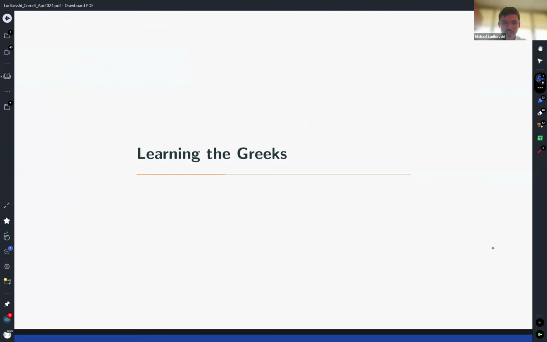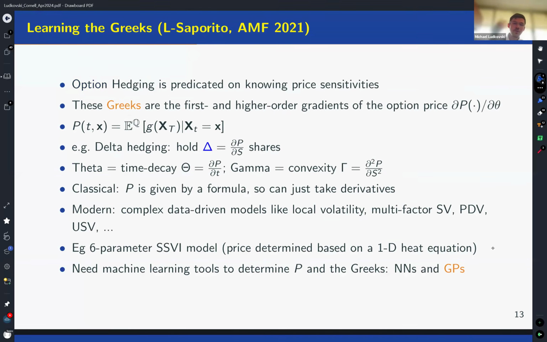But the first case study is about learning the Greeks. If you want to hedge some options, then you really want to know the corresponding Greeks sensitivities. So delta is sensitivity with respect to the underlying, theta is with respect to the time to maturity and so forth. Classically, if I have a formula, I can just take classical derivatives and get the corresponding partial gradients.